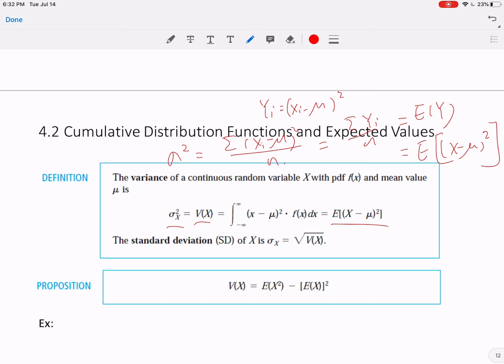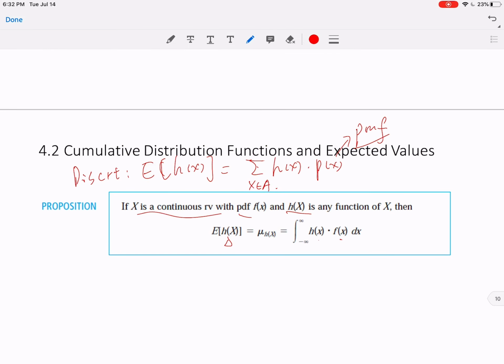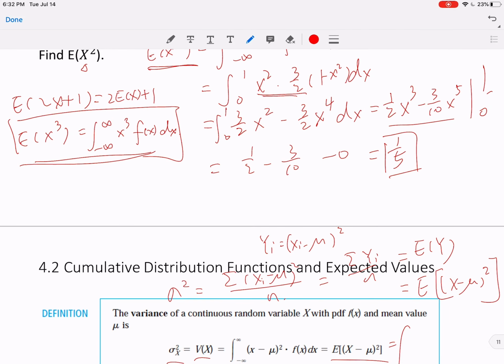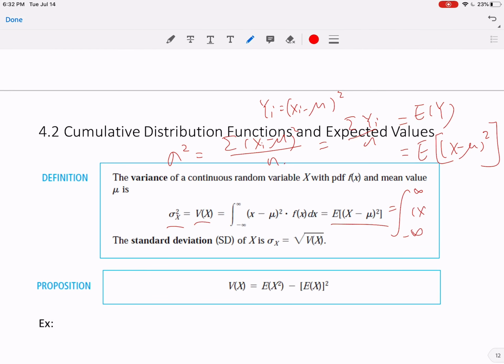So of course, if we have this E of (x minus mu) squared, we just need to apply the formula we just went over. In this case, h of x is equal to (x minus mu) squared, right? So what we need to do is the integral from negative infinity to positive infinity of (x minus mu) squared times f of x dx, which is exactly the same thing as what we got here. And of course, the standard deviation is equal to the square root of the variance. The proposition of variance also applies to continuous random variables as well.